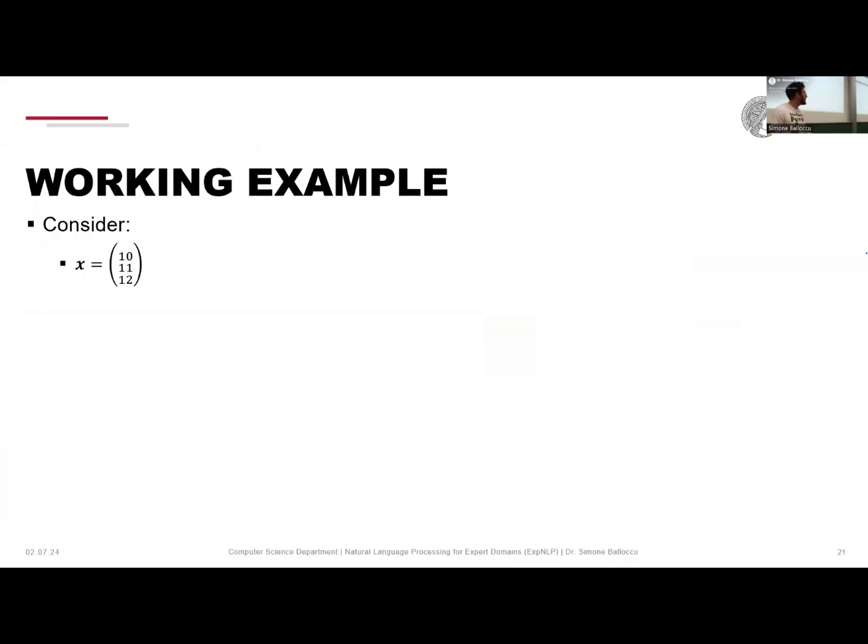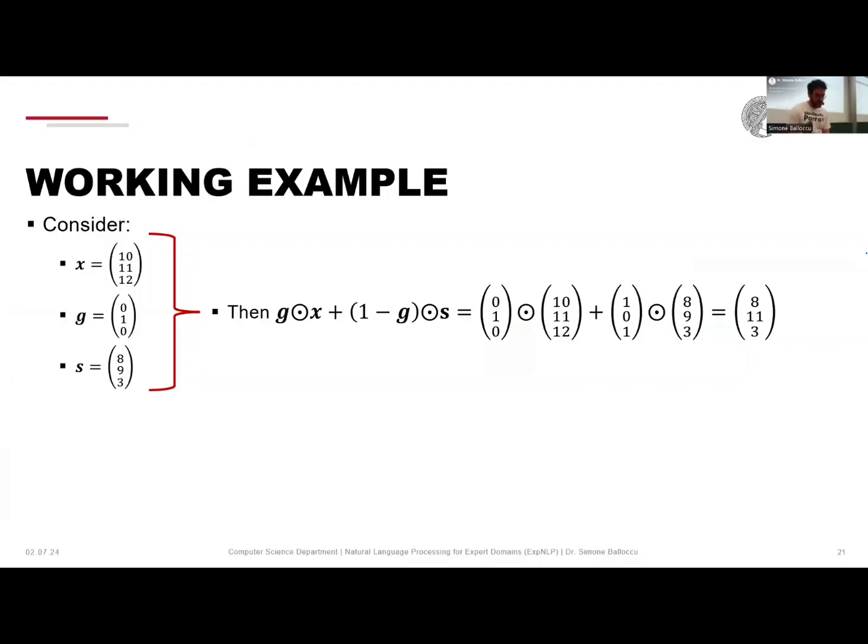So consider this vector x: 10, 11, 12, this gate: 0, 1, 0, and this state: 8, 9, 3. Then we do g Hadamard x, however you want to pronounce it, plus (1 minus g) Hadamard s. You see that where the gate is 0, it's not going to let x through, but where it is 1, this is going to come through, and then it's going to block the state there. So in fact, we obtain 8, 11, 3. Is it all clear why we obtain 8, 11, 3? Yes?